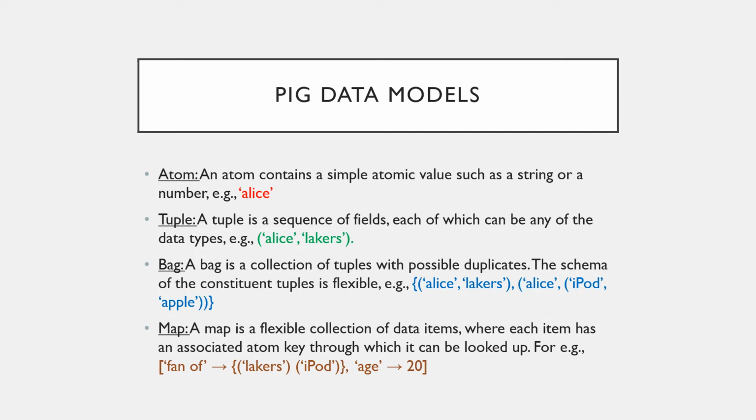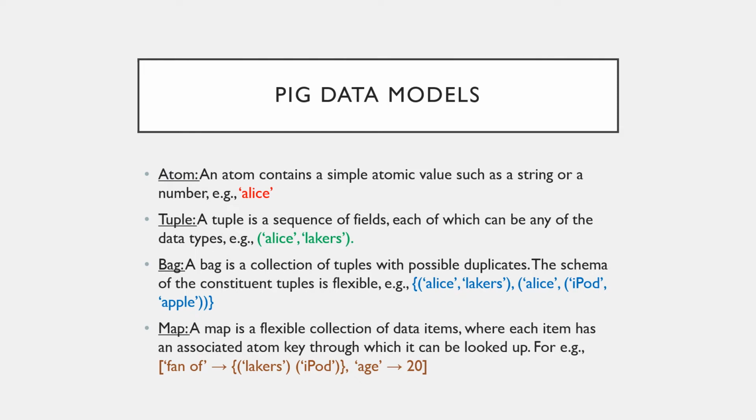Here we have a tuple inside a bag, which is Alice and Lakers, here highlighted in the blue color. And then you can also have a tuple with a tuple, that is the second tuple contains the first value, which is an atom, Alice, and the second value is a tuple which has two parts, iPod and Apple.